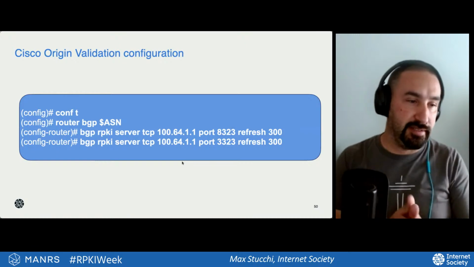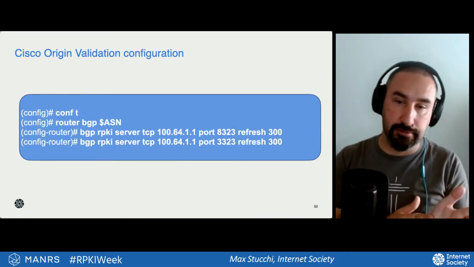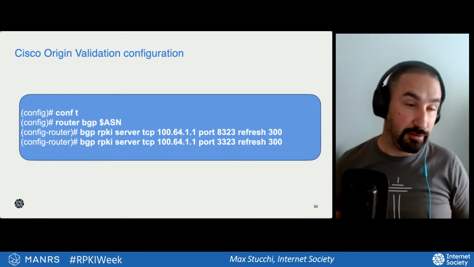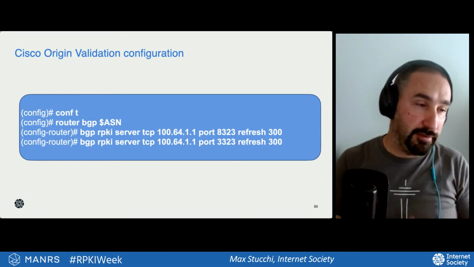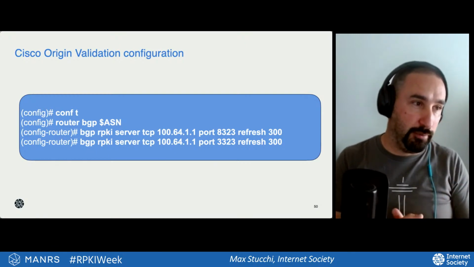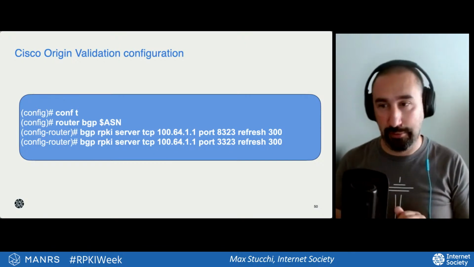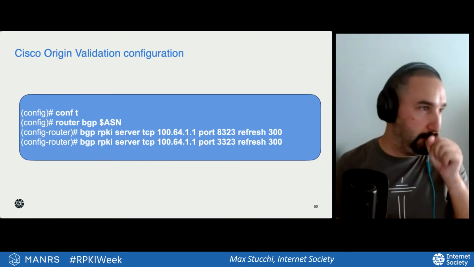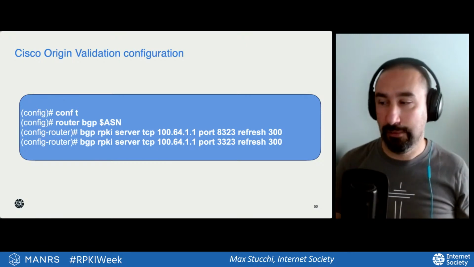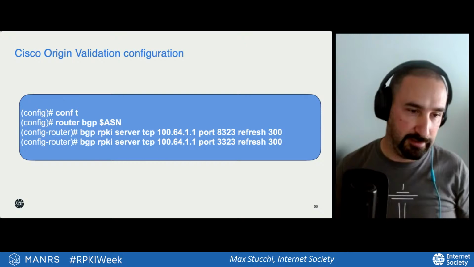So here's an example of how you do origin validation. It's not that complicated. The first thing you need to do, this is an example with Cisco. And we have two examples, one with Cisco, one with Juniper. The one with Cisco is the way you should be doing it. The one with Juniper, less so, but I'll explain why.